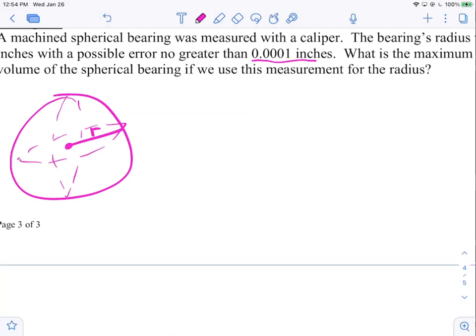We're going to be using spheres quite a bit. The volume of a sphere, if you don't know it, is 4/3 pi r cubed. You might want to commit that to memory. The volume of a sphere is 4/3 pi r cubed.